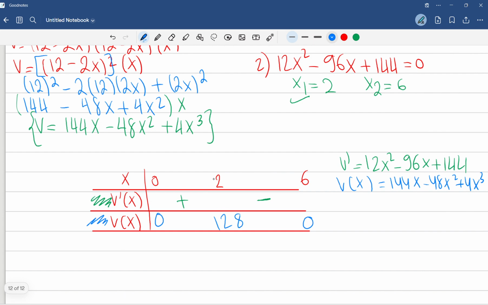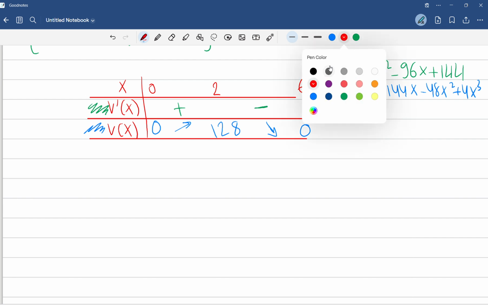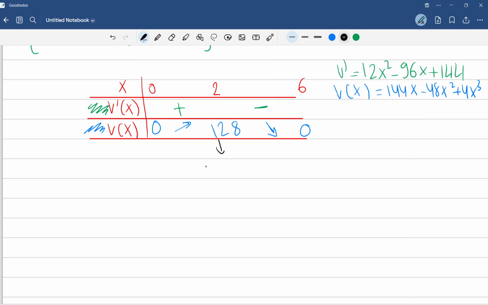Now when I substitute 2 into my v of x, I am going to get 128. So what does this mean? So this 128 is going to be my absolute maximum. So this is here my absolute maximum, right? Since we're searching for the largest value.